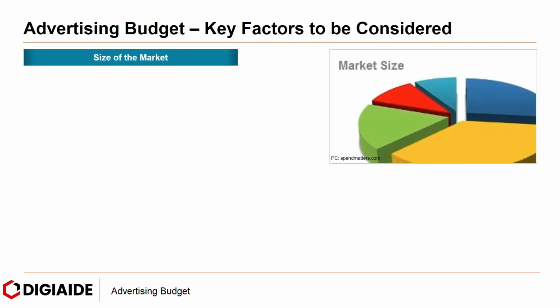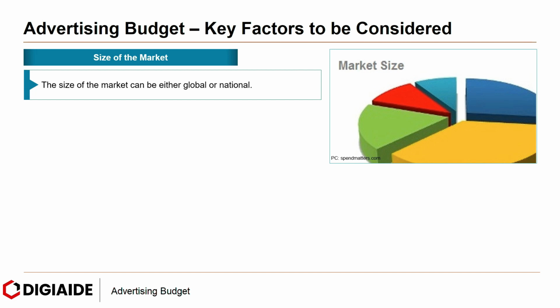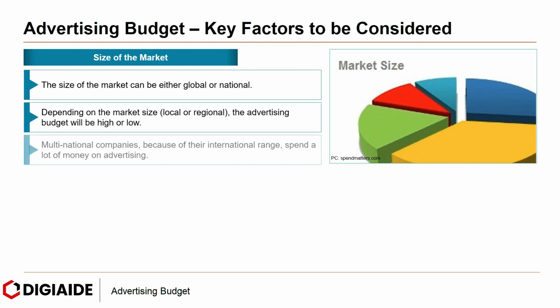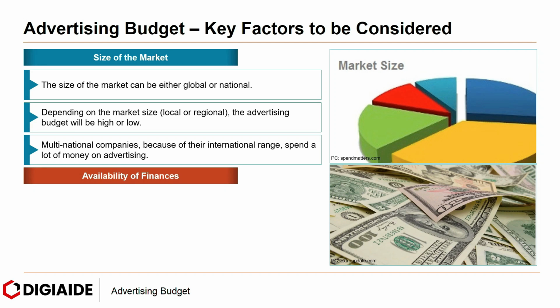Moving on to the size of the market. The size of the market can be either global or national. Depending on the market size, the advertising budget will be high or low. Multinational companies, because of their international range, spend a lot of money on advertising. Next, availability of finance.